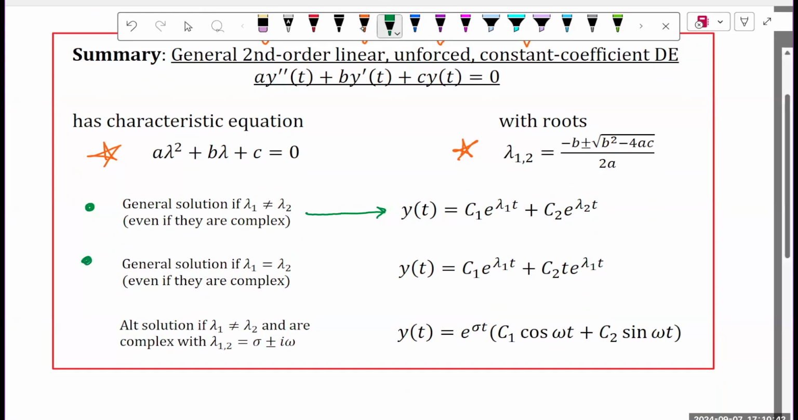If, on the other hand, we have a solution where lambda 1 equals lambda 2, recall that to get two linearly independent basis functions, we now need an additional factor of t in our second basis function. So we have a linear combination of e to the lambda 1 t and t e to the lambda 1 t. Now, this isn't exactly a third case. It's just a way of rethinking the first case. An alternate way of thinking of the solution, if lambda 1 and lambda 2 are not equal but are complex conjugates of each other, is to write the solution in terms of a cosine and a sine.